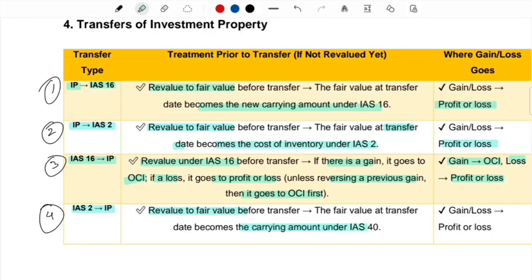Then subsequently, you can decide if you want to carry that under the cost model. So for example, the carrying amount will then subsequently be depreciated, or do you want to carry it under fair value model? It's all up to you. But once you transfer, you have to revalue it at fair value. Where does the gain or loss go? The gain or loss will go to the profit or loss. Okay, this is a very great summary table. You can take the screenshot if you want to. It will help you remember the types of the transfer and their treatments.